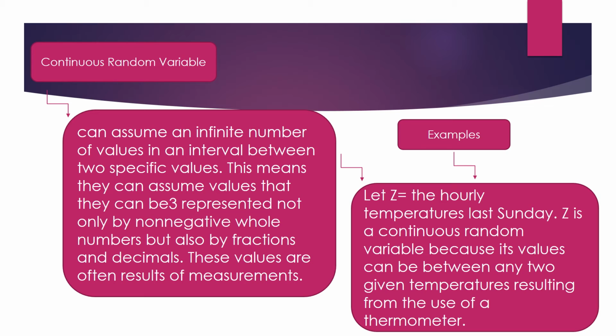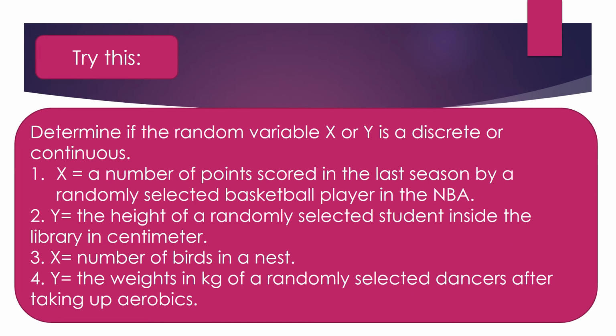And the last example: the hourly temperature last Sunday. It is a continuous random variable again because its values can be between any two numbers resulting from the use of a thermometer. And that's it for our continuous random variable. Now let's proceed to the activity.